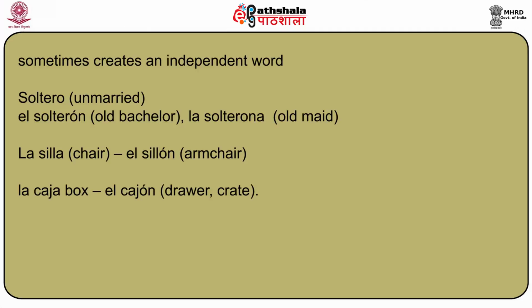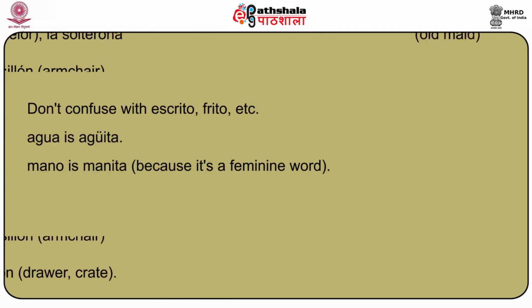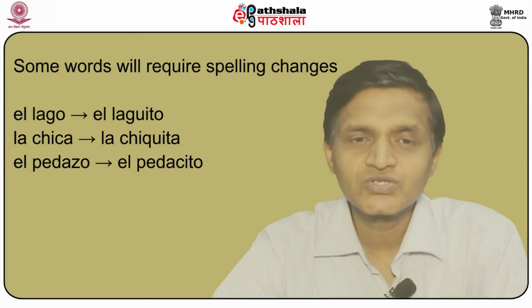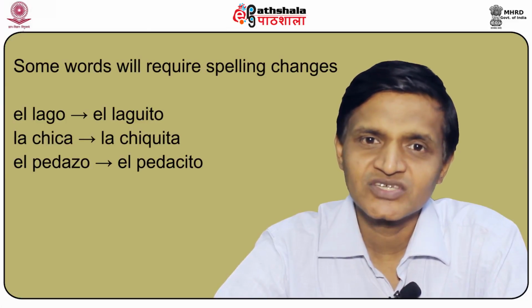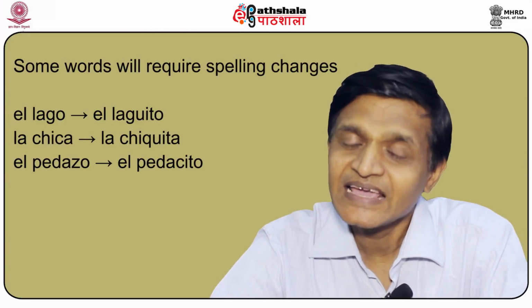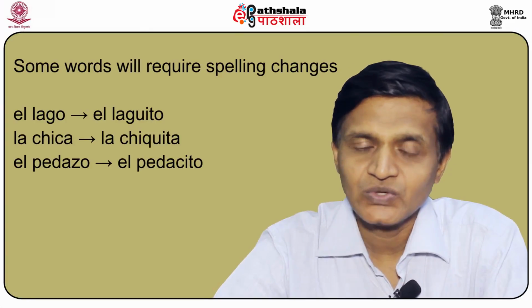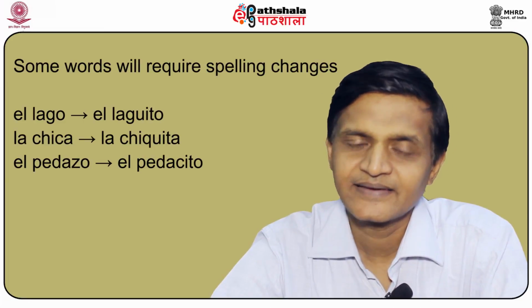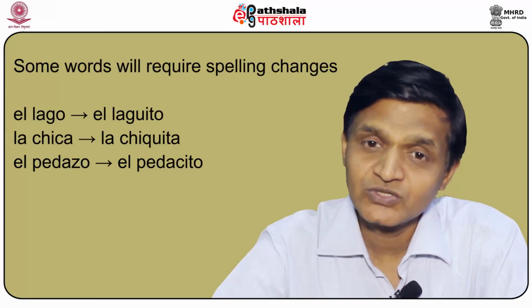So, do not confuse diminutive endings with the ito endings of some irregular past participles like escrito, frito, abierto, etc. Again, keep in mind that the diminutive of agua is agüita. The diminutive of mano is manita because it's a feminine word, las manos. Also, some words will require spelling changes. El lago becomes el laguito. La chica becomes la chiquita. El pedazo becomes pedacito.